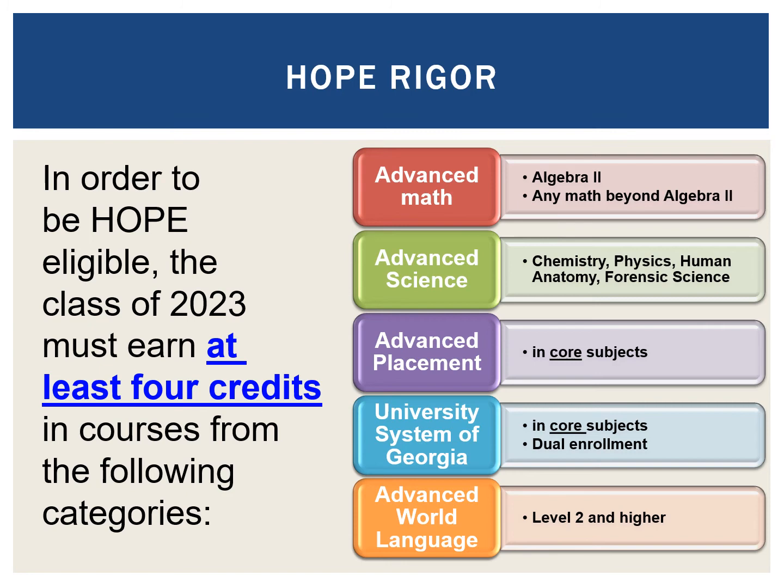And if you go into the dual enrollment program and take core subjects, you would earn that additional weight as well as the rigor. And any level 2 or higher of foreign language taken in high school will also be considered in the rigor count for Hope.